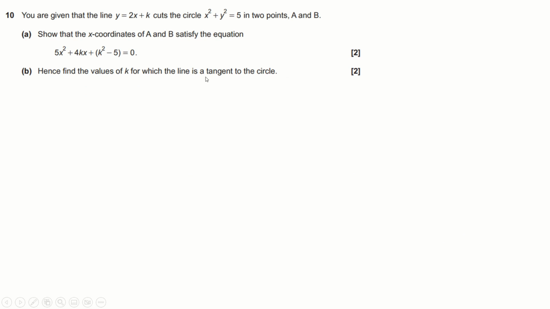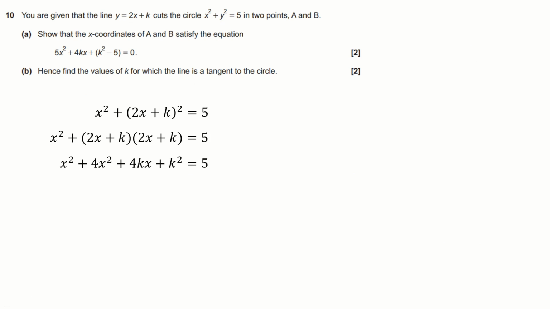Good. Number 10. So obviously we put this thing into there to get this. We expand out. Expand it properly, don't just square 2x and square k like a complete pleb. Rearrange this and we get exactly what they wanted us to, because, well, I haven't put brackets around this because I couldn't be bothered, but it doesn't make a difference. Hence find the values for k for which the line is a tangent.